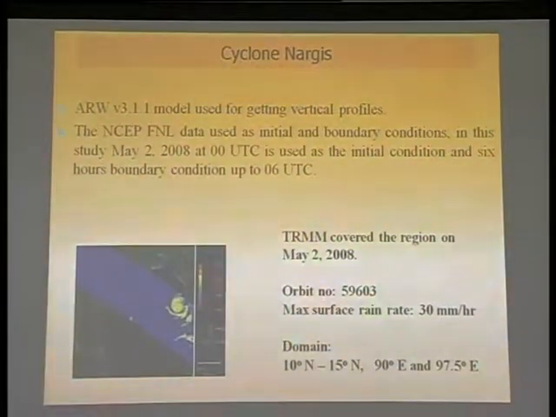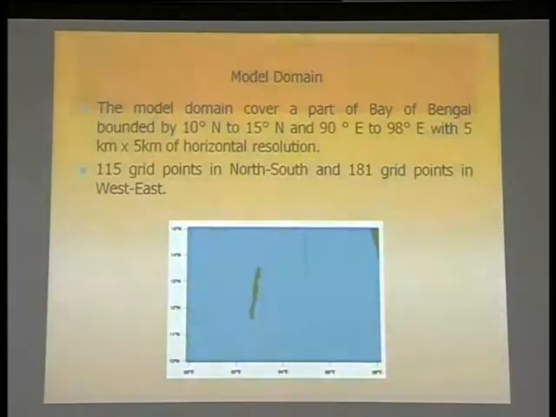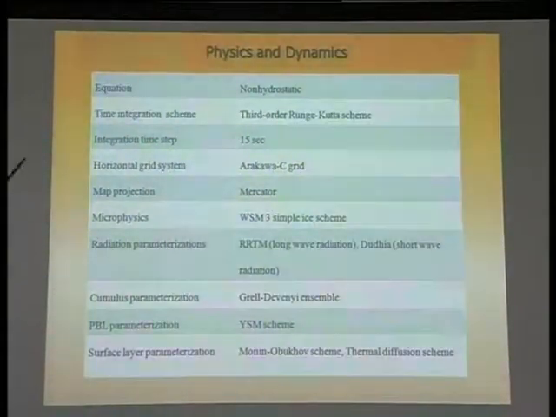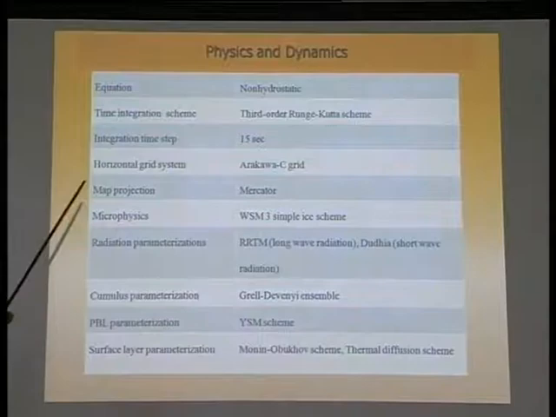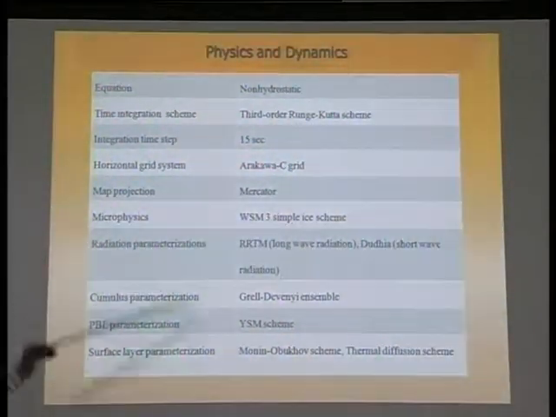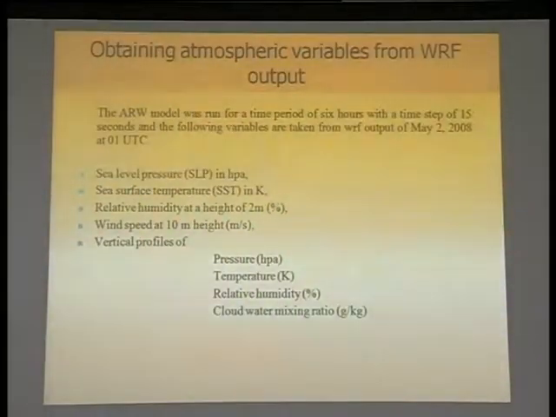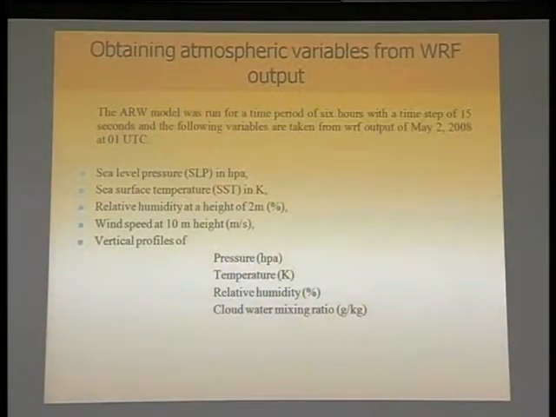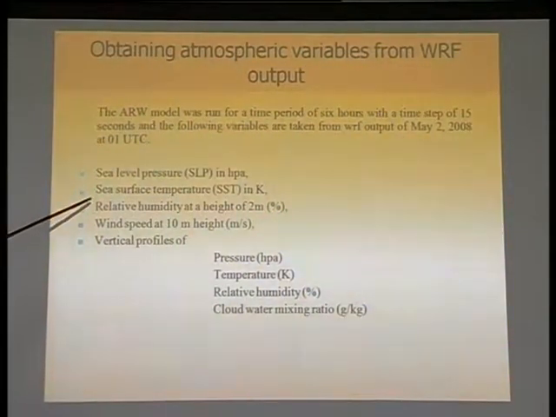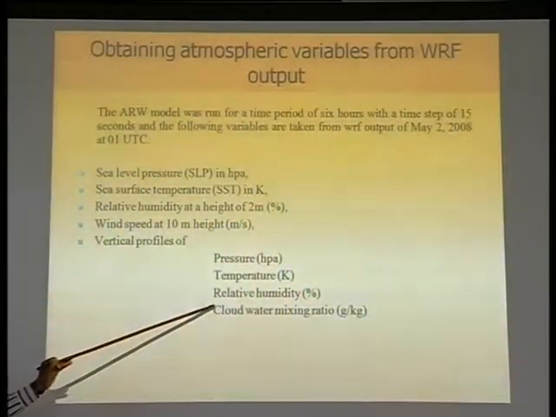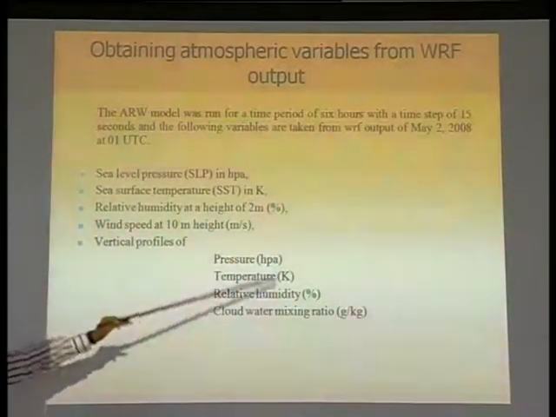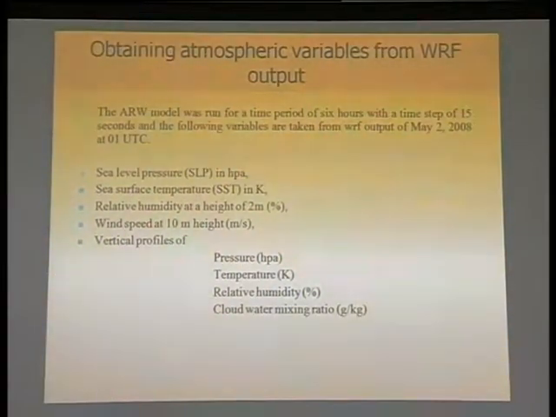And then we tried it in cyclone Nargis and found the brightness temperatures. So now we have come to a stage where we are able to marry a thermodynamic model with the radiative transfer model. We obtained sea level pressure, sea surface temperature, relative humidity, wind speed, and vertical profiles of pressure, temperature, relative humidity, and cloud water mixing ratio, which was bothering us for the last 10 years.